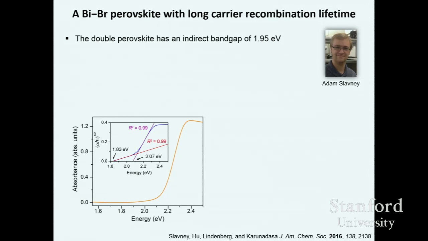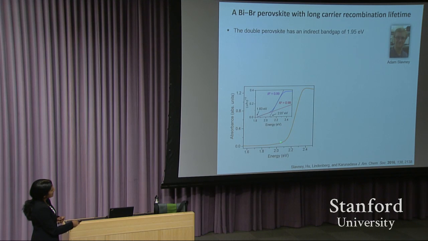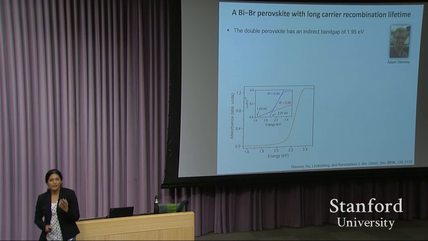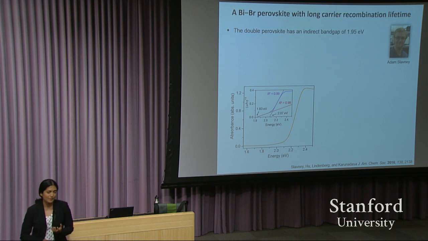Adam evaluated this material as a solar cell absorber, and he found that the material has an indirect band gap of 1.95 eV. So 1.9 eV is actually quite good as the higher band gap absorber in a tandem solar cell device. The indirect band gap is initially not so great. With a direct band gap material, you get a much sharper absorption onset here, and an indirect band gap simply means that less sunlight is absorbed at that band gap onset compared to a direct band gap material.